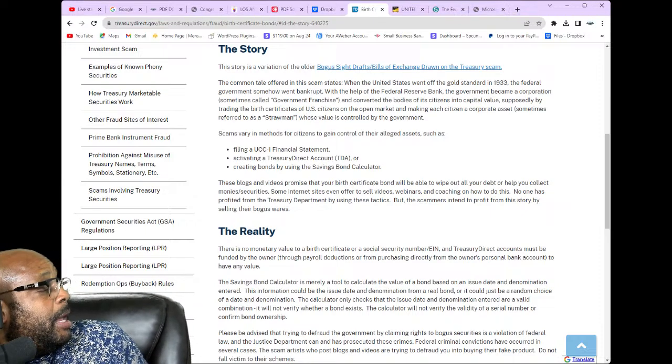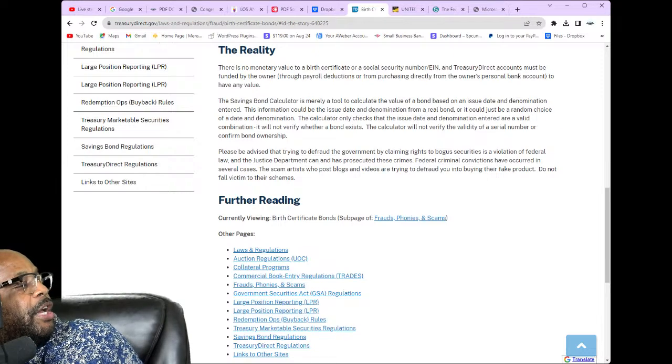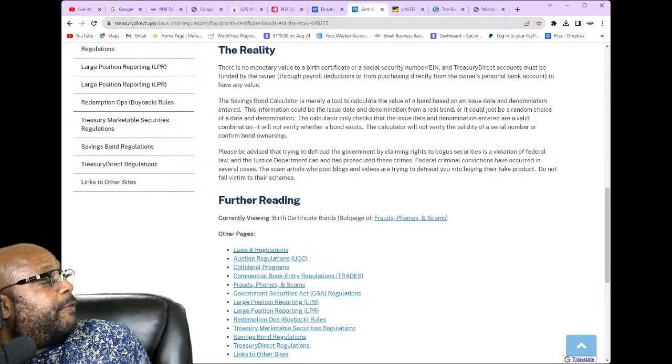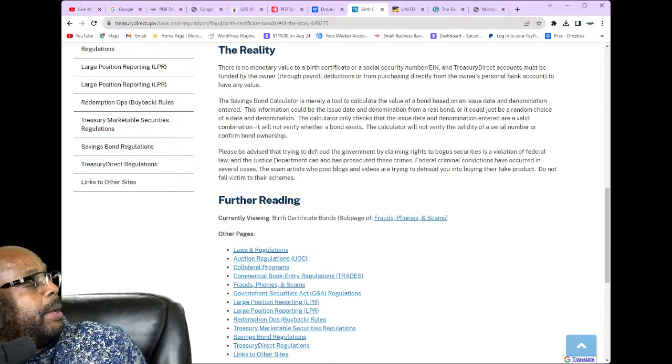The reality: there is no monetary value in the birth certificate or social security number. EIN and Treasury Direct account numbers must be funded by the owner through payroll deductions or from purchasing directly from the owner's personal bank account to have any value. The savings bond calculator is merely a tool to calculate the value of a bond based on an issue date and denomination entered. This information could be issue date and denomination from a real bond, or it could be a random choice of a date and denomination. The calculator only checks that the issue date and the denomination entered are a valid combination. It will not verify whether a bond exists. This calculator will not verify the validity of a serial number or confirm bond ownership.